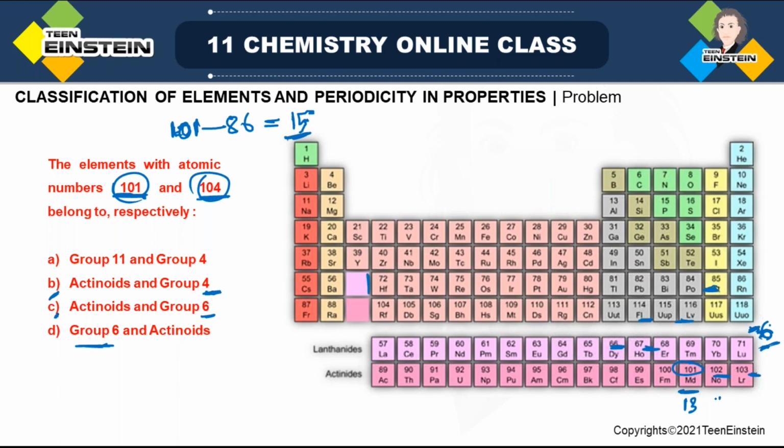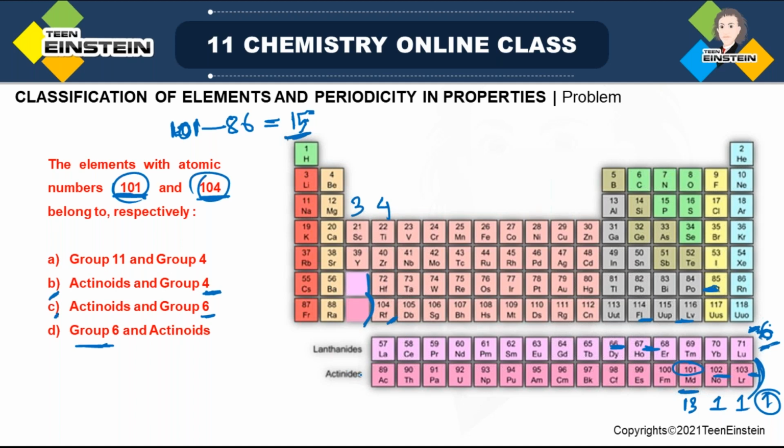Now the next electron, and the next. Now the next one, where will it come? It is up to Lr, it has already ended here. The next element is this one, 104. And remember, this is group 3, this is group 4. So you cannot say that 104 is from actinoids. Though you don't have that in the options, just check yourself.